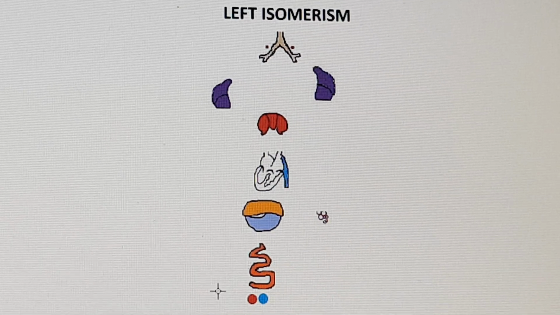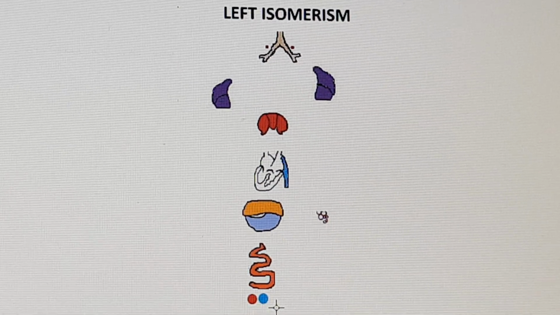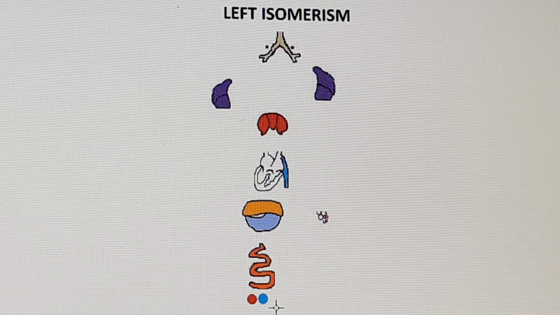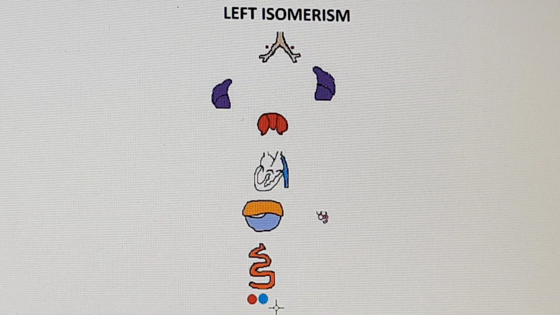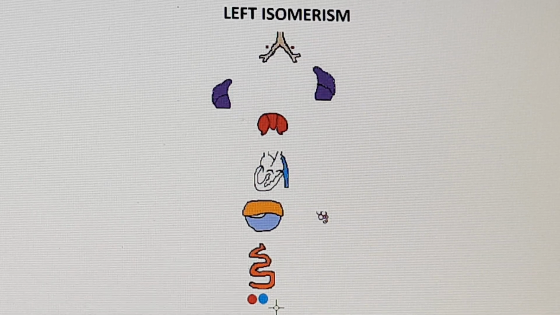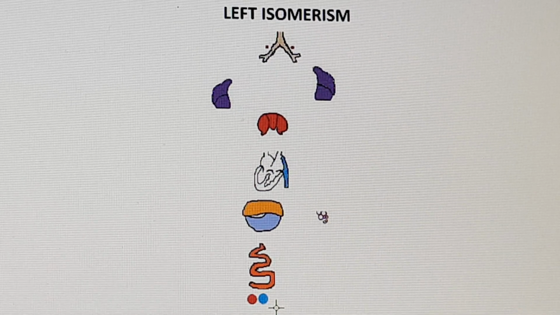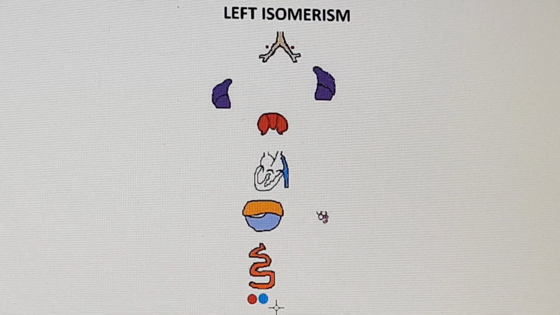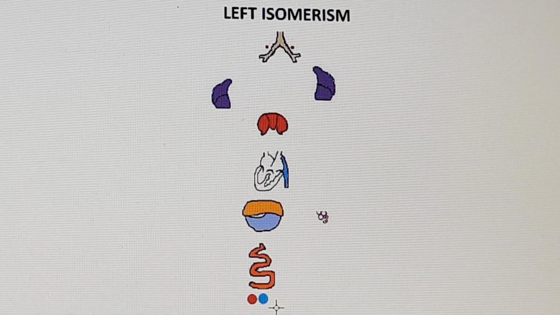the IVC being on the right side, the venous return is by azygous vein, which is on the left side of the aorta, and both the vessels are lying side by side. So this is called the double vessel sign.